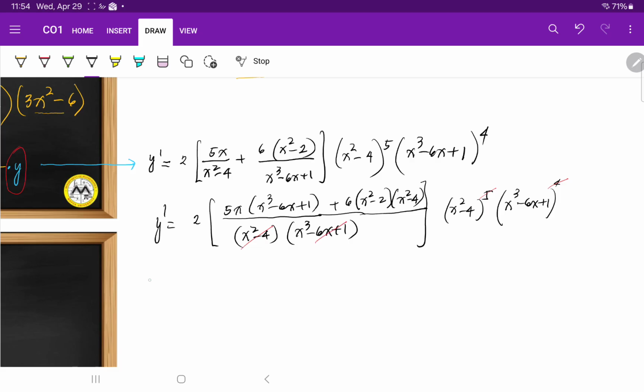So if we further simplify, we'll get y prime is 2 times, so distribute 5x. So this becomes 5x to the 4th minus 30x squared plus 5x. And then we multiply these two. So here, we multiply this and this one. It gives you x to the fourth times 6, so plus 6x to the fourth. And then we multiply this to, done.